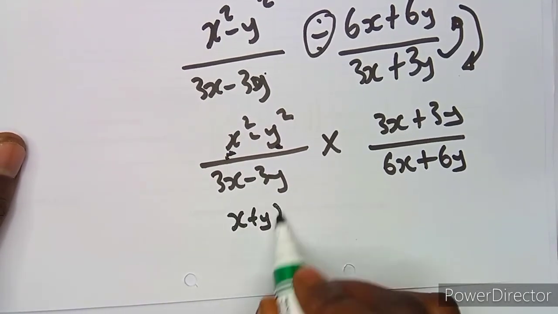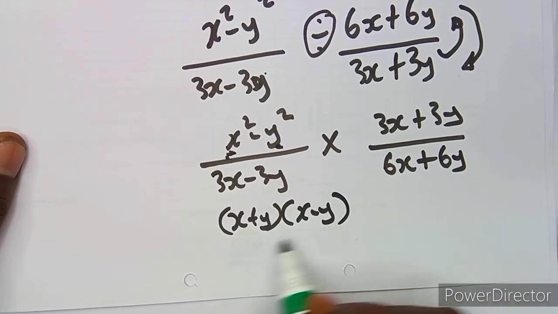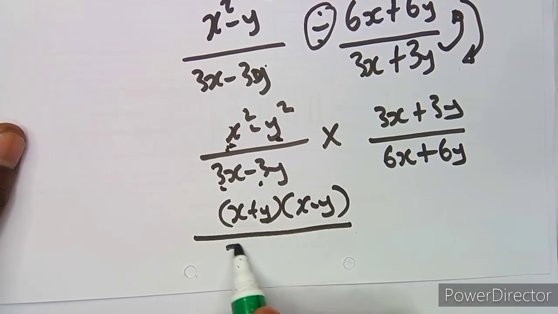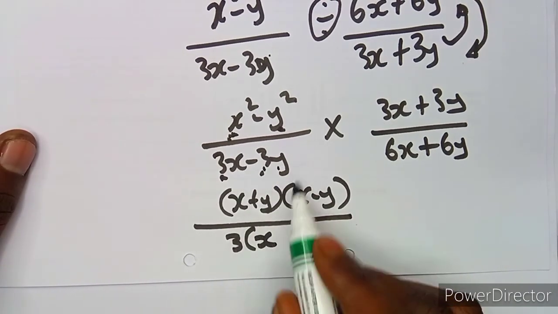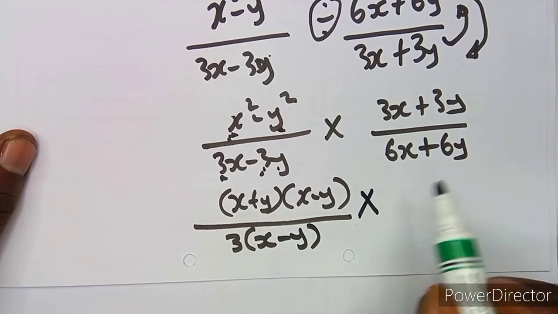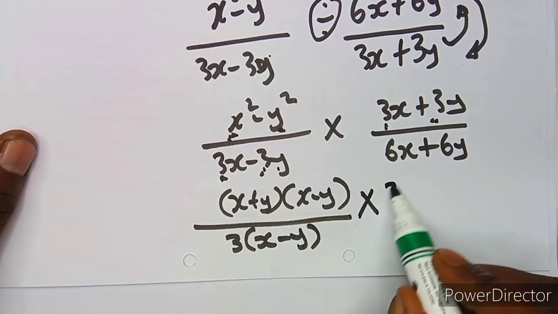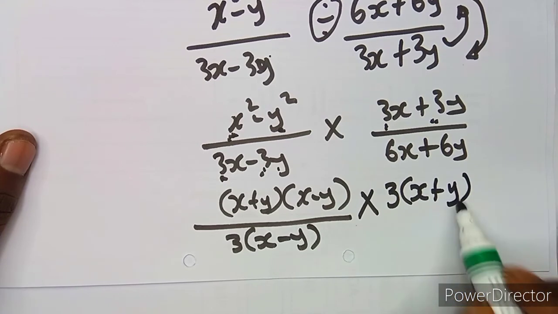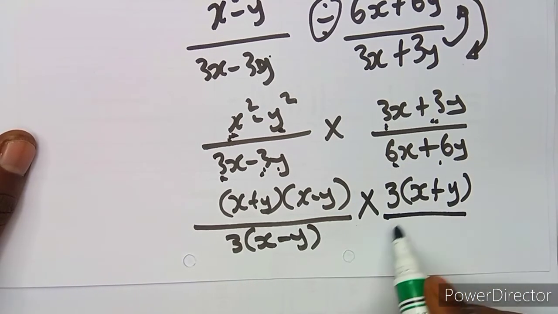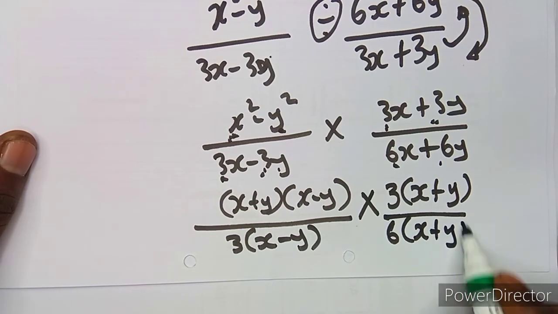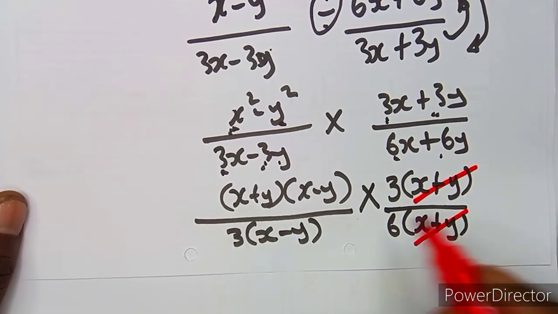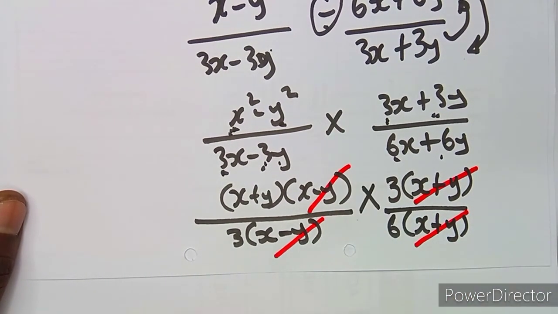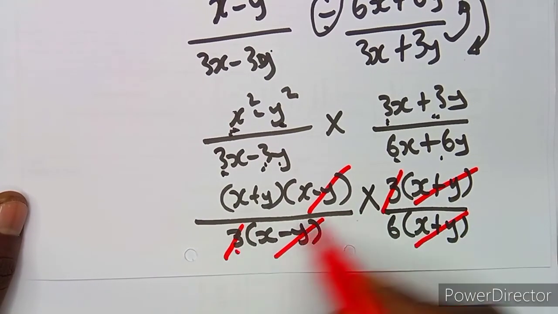So you're going to have x plus y into x minus y, like this, over 3 is common, so you can factor out 3 here. So if you remove 3, you're going to be left with x minus y, like this. Okay, times, you remove 3 here, you're going to be left with x plus y, like this. 6 is common here, you can factor out 6, you're left with x plus y again. So now you can do the same things that we had there. You can cancel just like this, this and this. So even the numbers, they can cancel each other like this one.